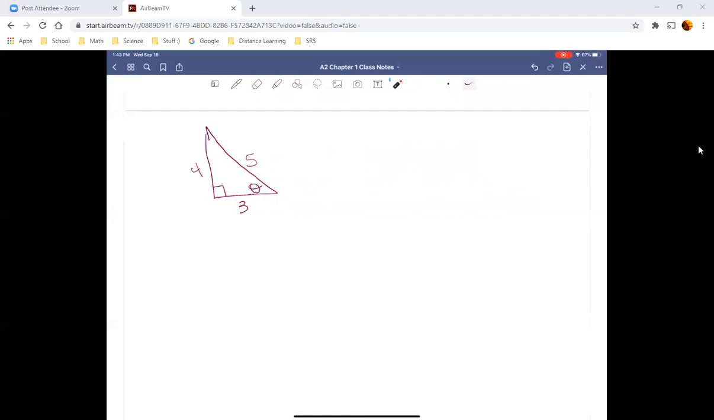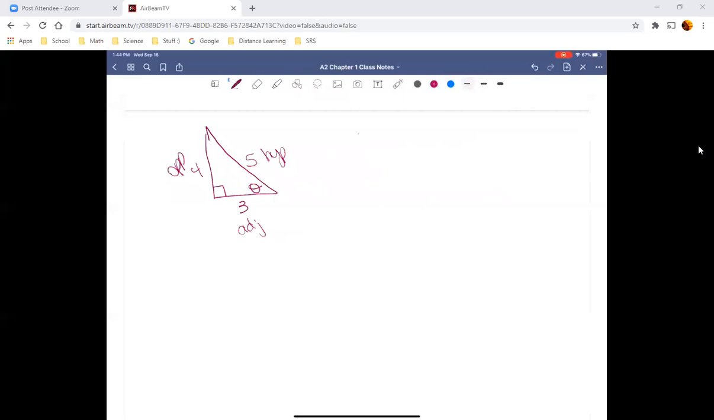So I just want to go through and be able to write out all of my trig ratios. So I need to figure out which side is opposite, adjacent, and hypotenuse, right? So I'm going to go from the angle that I know something about. So I'm going to go from this angle. So what's my 4 going to be? Opposite, adjacent, or hypotenuse? Yep, opposite. My 3 is going to be adjacent. And my 5 is going to be hypotenuse.